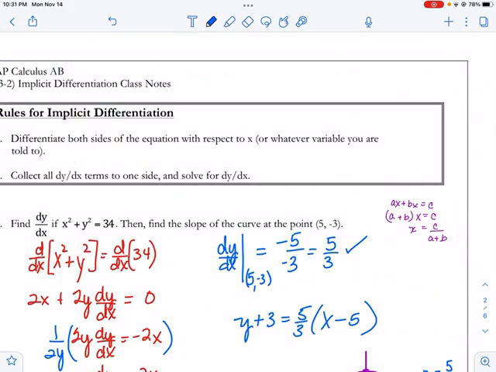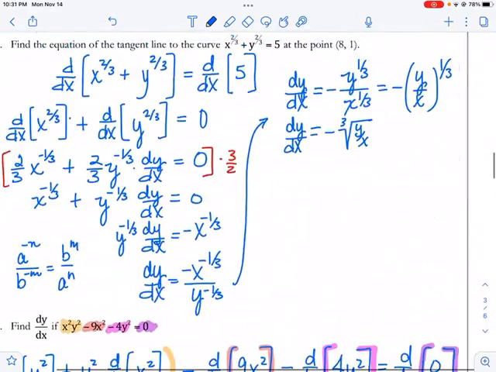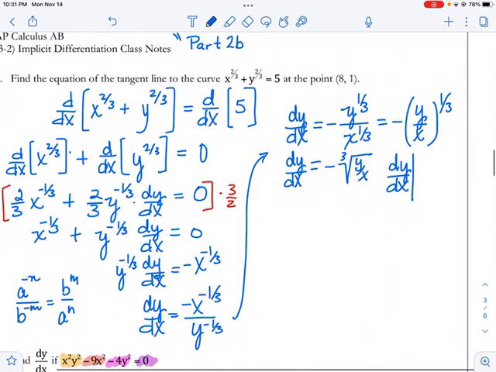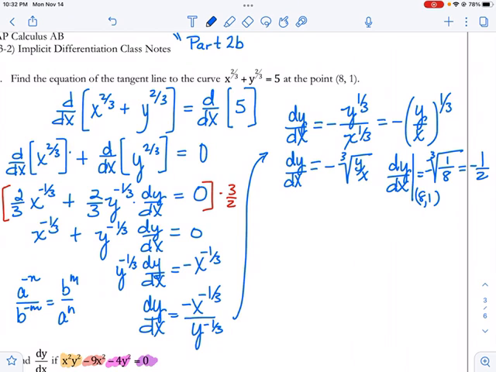Now what we want to do is take this and evaluate it. So we want dy/dx evaluated at the point (8, 1). That's kind of easy, right? 8 is x and y is 1. In the back of my mind, I'm thinking I really didn't have to do all this work. But it's going to be the negative of the cube root of y, which is 1, over the cube root of 8. So it's going to turn out to be negative 1/2. So there's our slope.